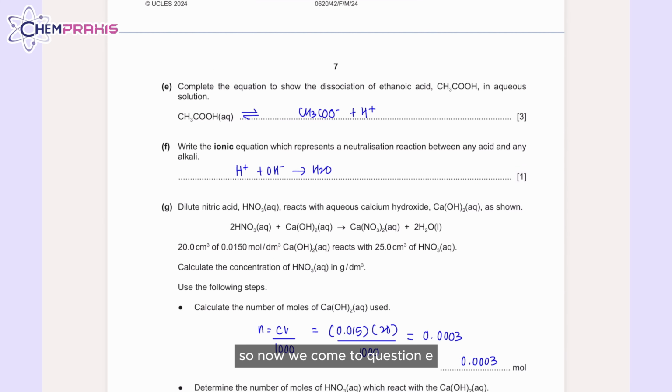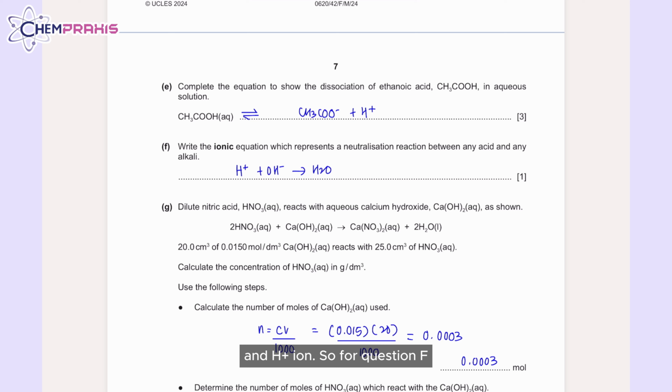So now we come to question E. Complete the equations to show the dissociation of ethanoic acid in aqueous solution. So for ethanoic acid, which is a weak acid, you need to show the reversible sign. Reversible sign is very important, and they will form CH3COO minus and H plus ion.